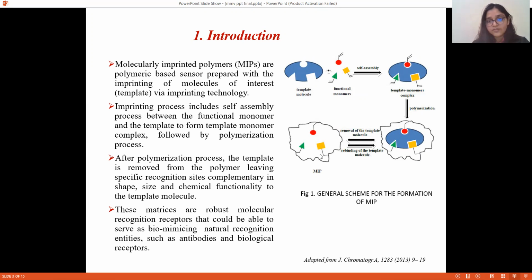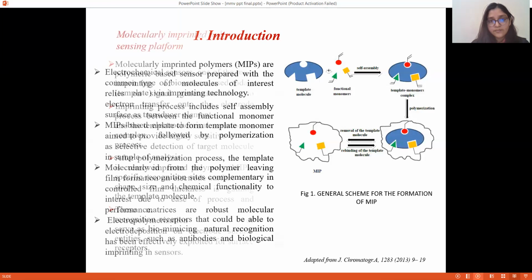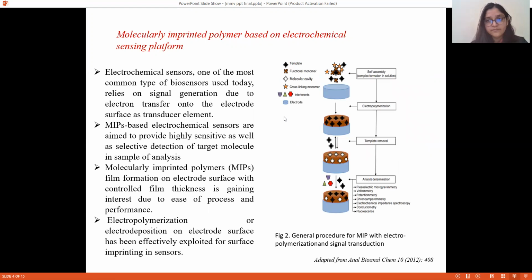As can be seen in this figure, first of all, a complex is formed between the functional monomer and the template molecule according to the complementary functionality of template and monomer. After that, the polymerization is carried out and the monomers get polymerized around the template, that is our analyte of interest, and further the template is removed to leave behind the cavity inside the polymeric matrix. Polymer can be prepared by many methods.